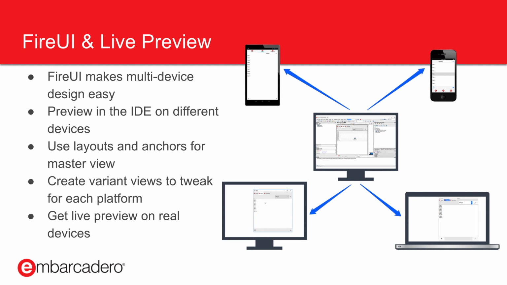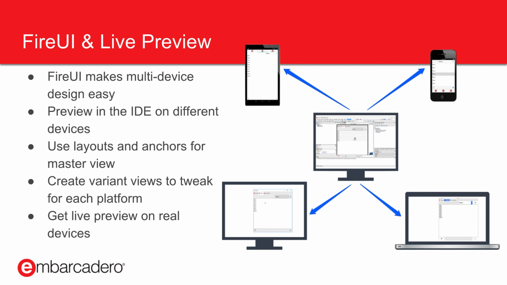So what that means is you can say, okay, on Android, I want to do something a little differently. I want to move this component around. I want to change this. I want to add a control, for example, that's not visible on the other platforms. You can do all of that behavior really easily right there. And it's variant views, so it's still based on this master view. And then the really neat thing is you can get a live preview on real devices. So you can see what you're working on the different devices while you're working on it.